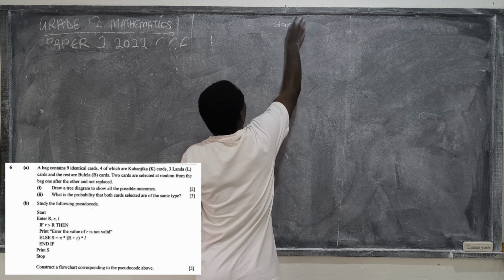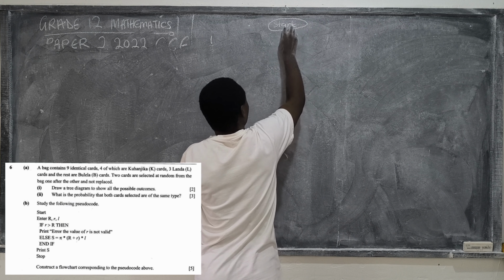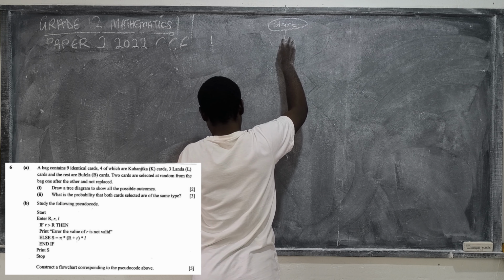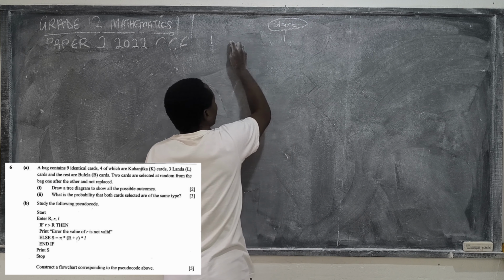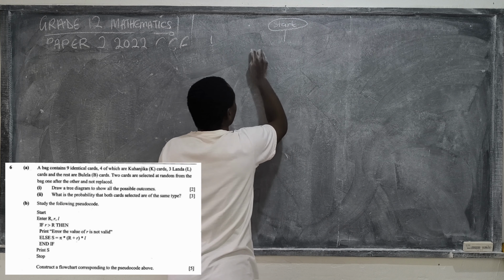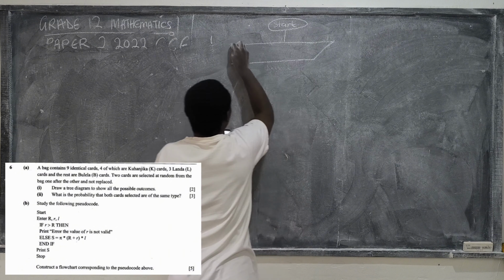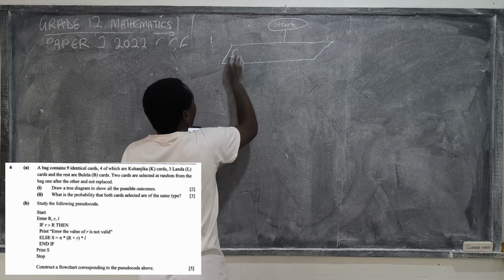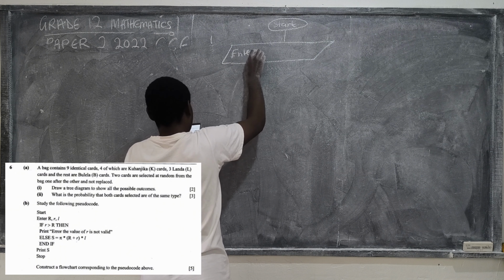So here you say start. We said the oval shape is used for start. Then you bring the arrows. Then enter. Which symbol do you use for entering? We said it is a parallelogram. You bring the parallelogram here. Then you say enter. They are saying R, comma, small r, comma, L, done. Then if R, if it is a decision, you're going to bring a diamond here.